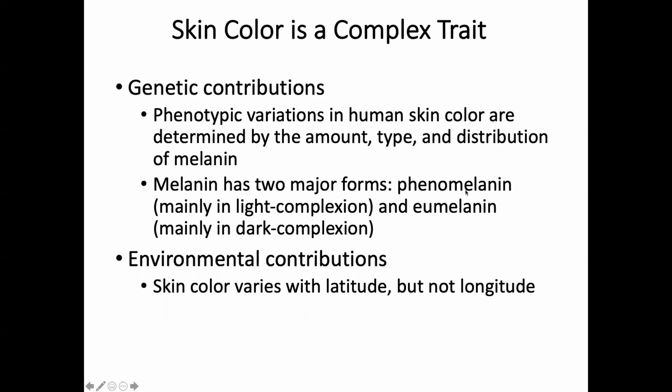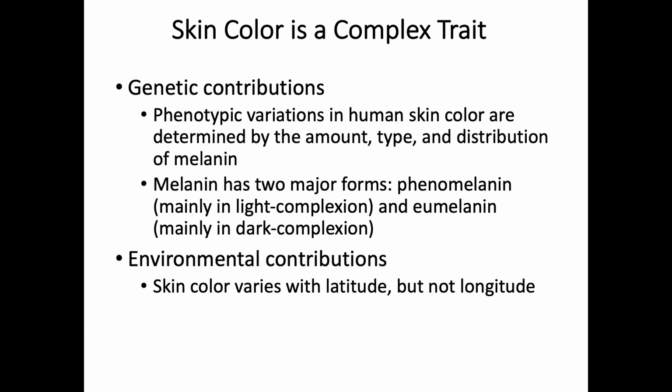One is the phenomelanin. It's kind of yellow and reddish color. And the other is eumelanin, which is a black and brown color. Phenomelanin is mainly produced in the light complex people, whereas eumelanin is most produced in the dark complex people. In addition, the number and size of melanin particles differ among individuals, and is probably even more important than the proportions of the 2 forms of melanin in the determination of human skin color.